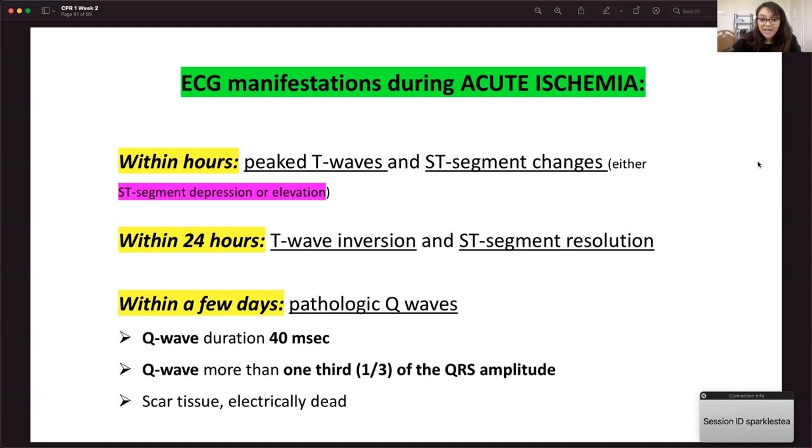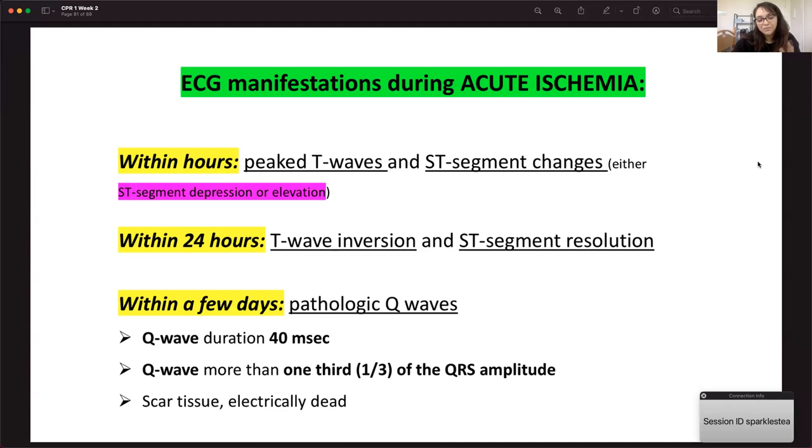So if a patient comes in and it has only been 2 hours, then you would expect peaked T waves and not inverted T waves. So again, this is just how you're going to be able to recognize how much time has passed since this patient has come in. Within a few days, you have that pathological Q wave. I don't think they asked us about that. I don't think they will ask you about that. But if they do, it's there on that slide.